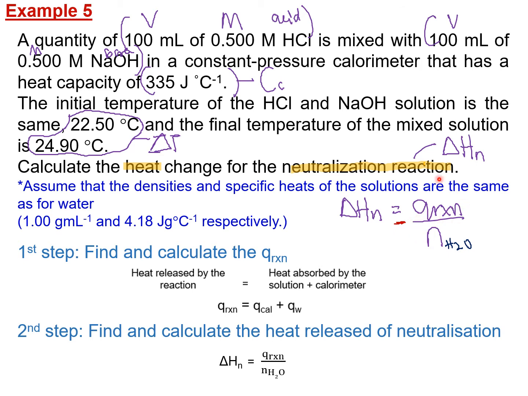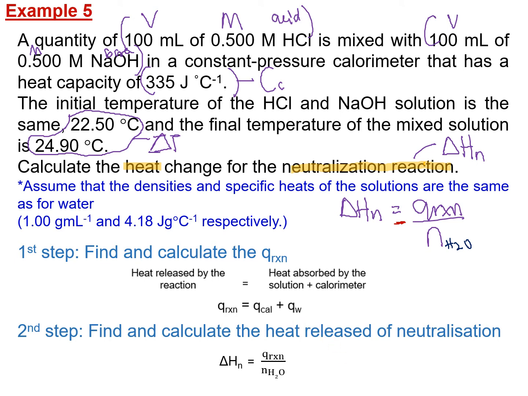Okay. And next, macam mana nak cari heat of the reaction, heat released by the reaction ataupun Q reaction ni. Heat released by the reaction ni, you boleh dapat daripada ni. Heat released by the reaction is equals to heat absorbed by the solution ataupun heat absorbed by the water plus calorimeter. Okay, solution ni siapa? Solution ni lah. Acid dengan base ni. Okay, so it's going to be Q reaction is equals to Q cal plus Q water.